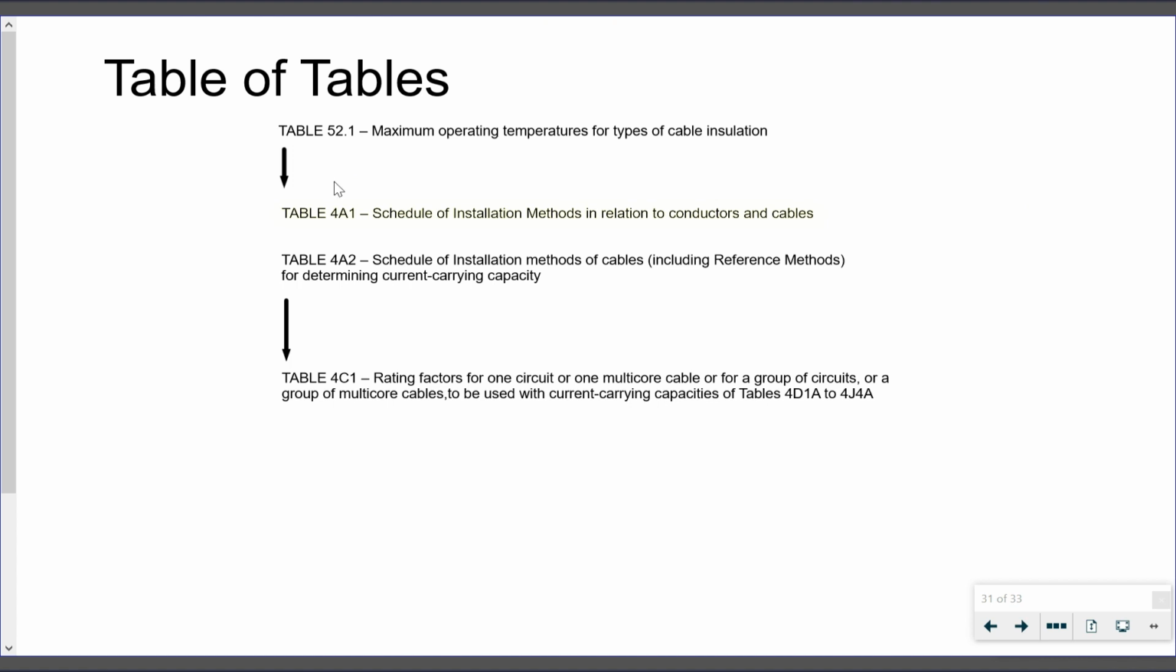And in the table of tables, we can then have a scan through these different tables to identify which one talks about installation methods in relation to conductors and cables. And you'll see there that's table 4A1. Okay, so hopefully that's a nice wee easy one to finish up on.